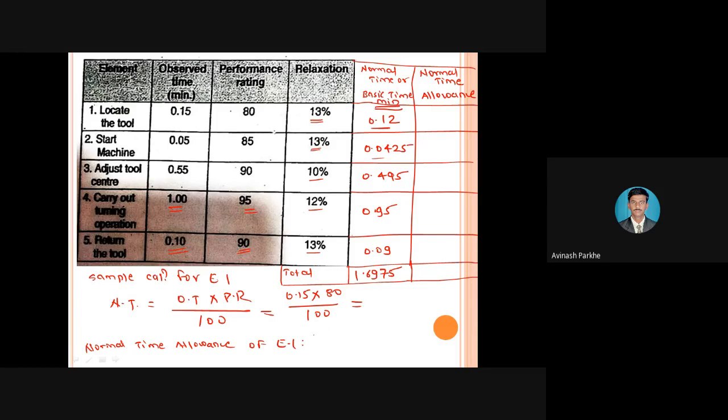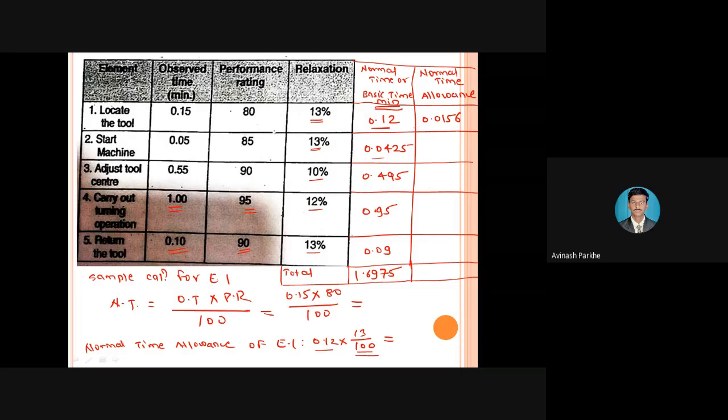What is the normal time for the first element? 0.12. How much percentage relaxation allowance is given out of 100? 13 divided by 100. Tell me the answer. Normal time allowance for the element number 1 is 0.12 into 13 divided by 100. This is applicable for element number 1 only. The answer is 0.0156.